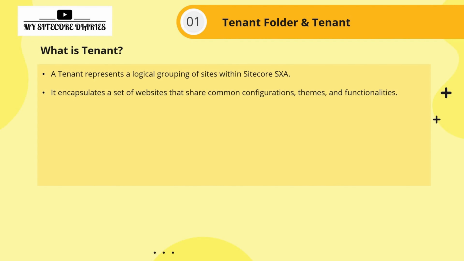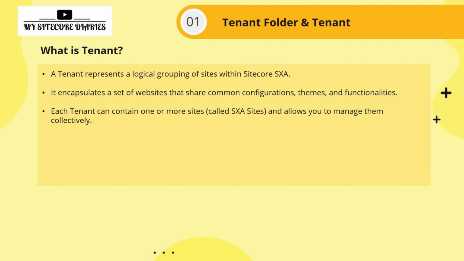In the first video, we have seen what is SXA. In SXA, we mentioned that multiple websites can have a common configuration, themes, and functionalities. So if your multiple websites have the same configuration, the same kind of themes and the same kind of functionality, then you can group them in a single tenant. Each tenant can contain one or more sites called SXA sites and allows you to manage them collectively. As I said, it is a grouping of websites. So every tenant can have one or more websites, and you can manage the common things using the tenant.